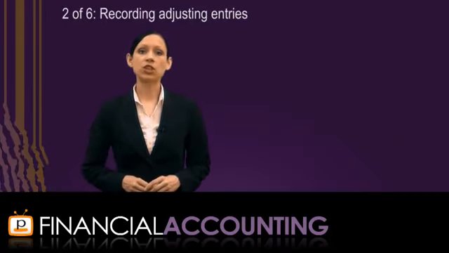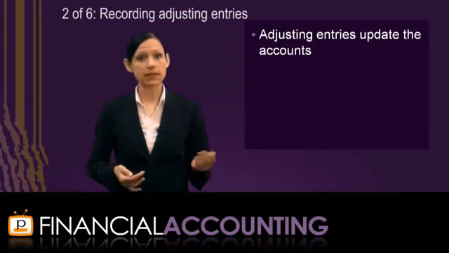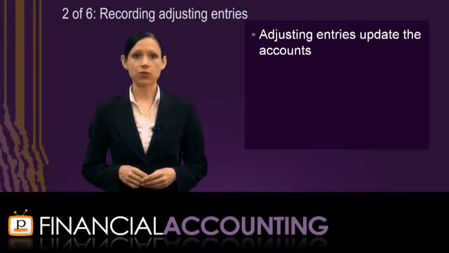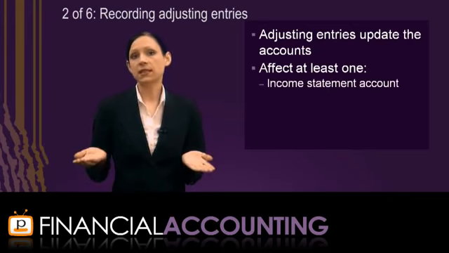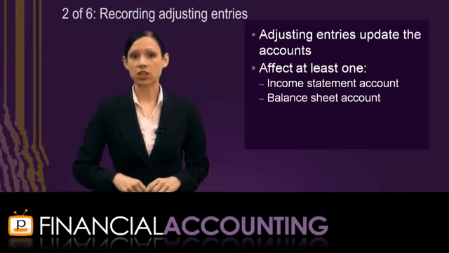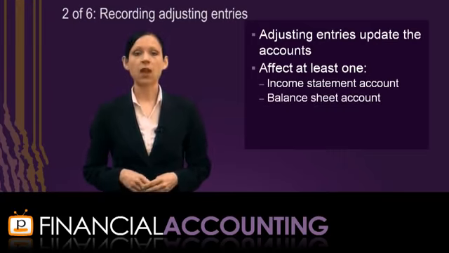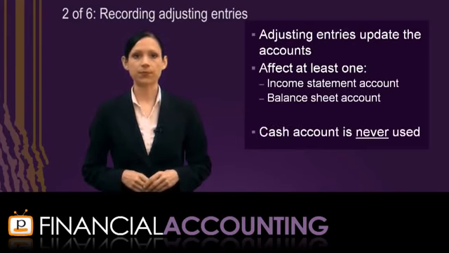Now that we've discussed timing and reporting issues, we're ready to talk about recording adjusting entries. The reason we record adjusting entries is to update the accounts to reflect the revenues earned and expenses incurred during the accounting period. Each adjusting entry will affect at least one income statement account, either a revenue or an expense account, and at least one balance sheet account, which will be either an asset or a liability account. Remember, the cash account is never used in adjusting entries.